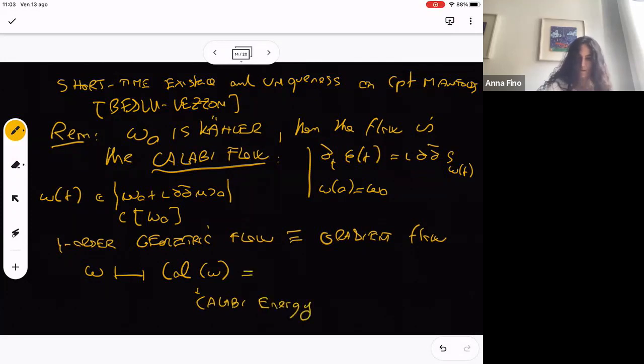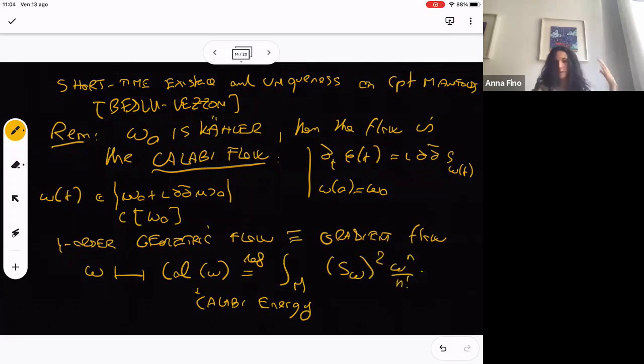Which is just given by the integral over M of the square of the scalar curvature. So essentially Bedulli and Vezzoni generalize the Calabi flow in terms of balanced metrics, adding that term.